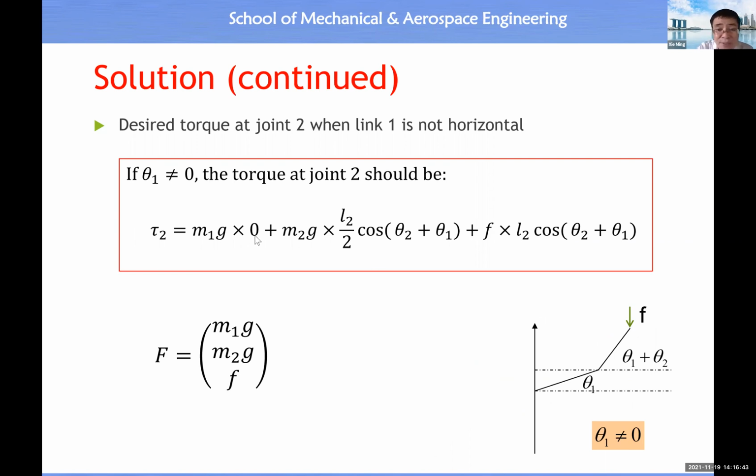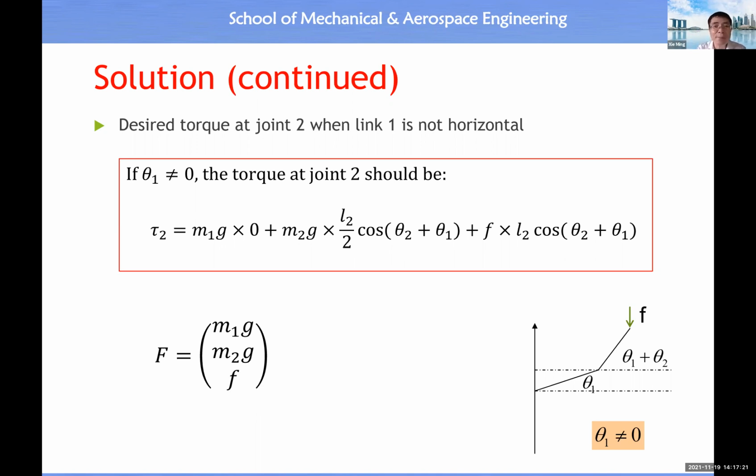Then again, we can put the M1G, M2G, and F together. So this is an interaction force with the environment. But for this one, we take gravitational force into account. We treat gravitational force as an external force. So then you will see tau 2 is equal to this vector times another vector with this element 0, this one, and this one. So it looks more or less like a static equation, which is equal to J transpose times F.